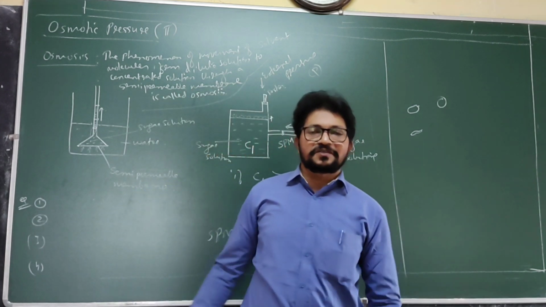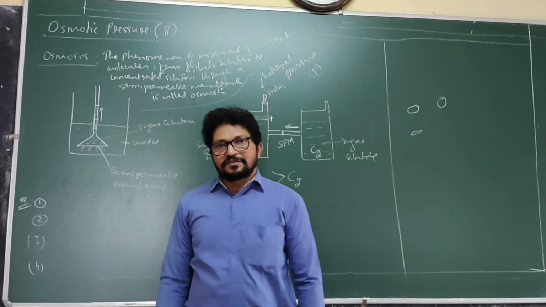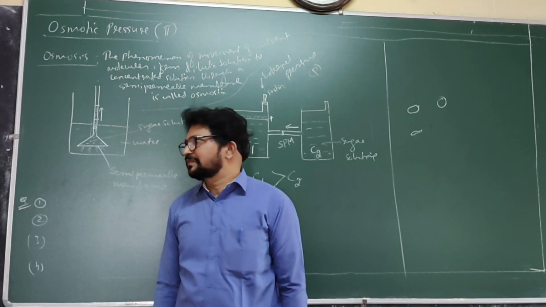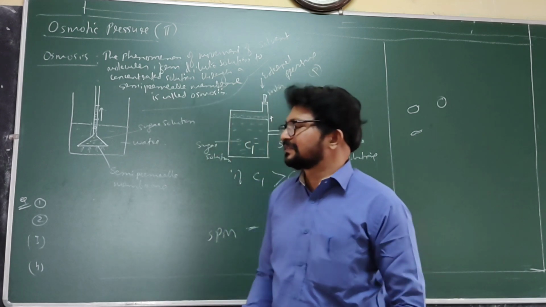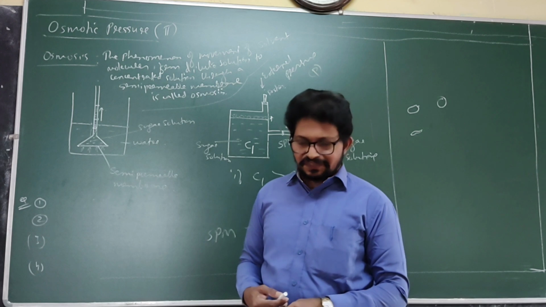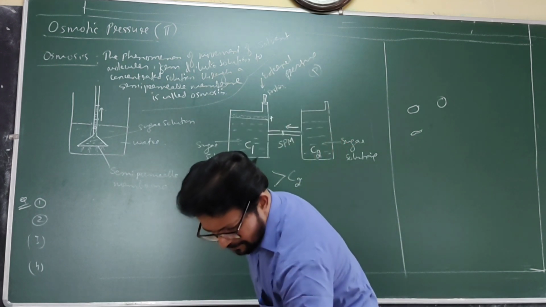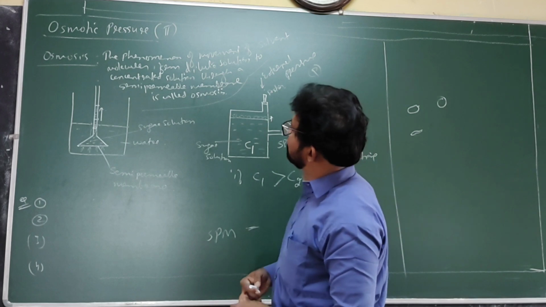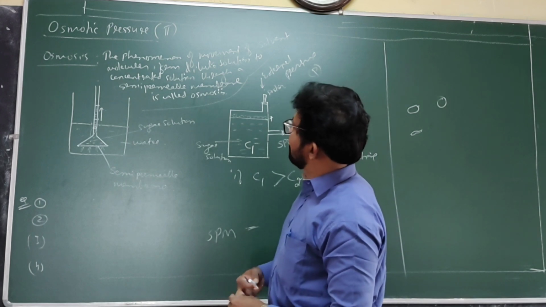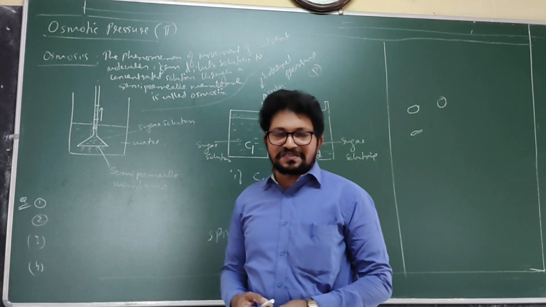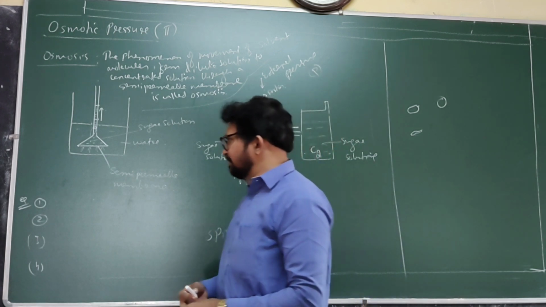That is also a phenomenon of osmosis. From the roots, water flows up, in the upward direction, into the stem and leaves. So there are many, many natural phenomena around us which are examples of osmosis. The phenomenon of movement of solvent molecules from a dilute solution to a concentrated solution through a semi-permeable membrane is called osmosis. Semi-permeable membrane.